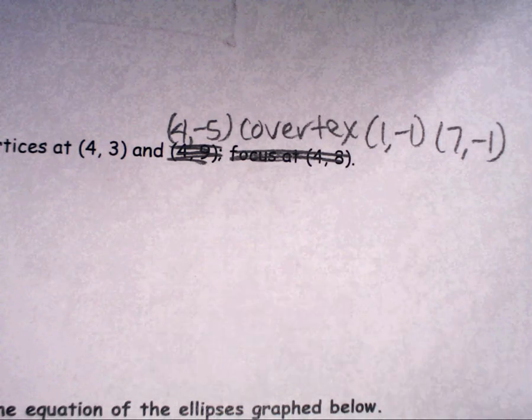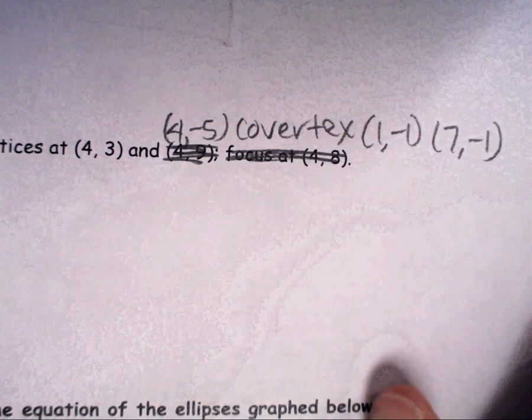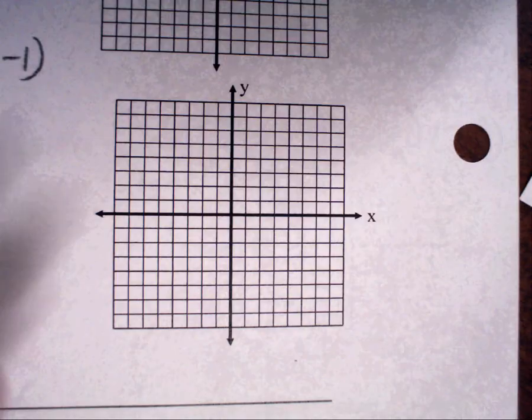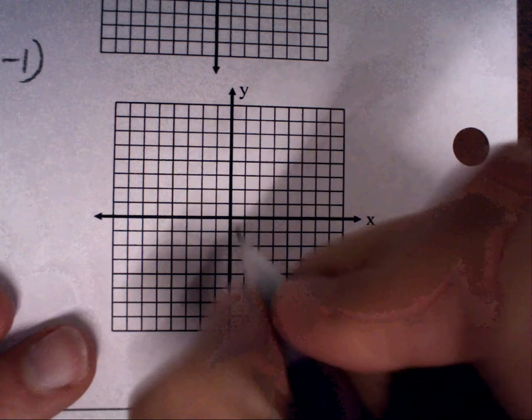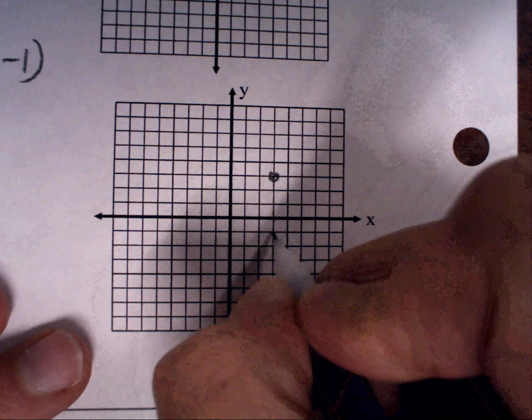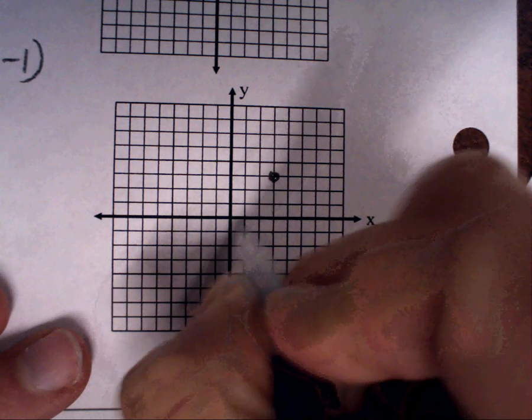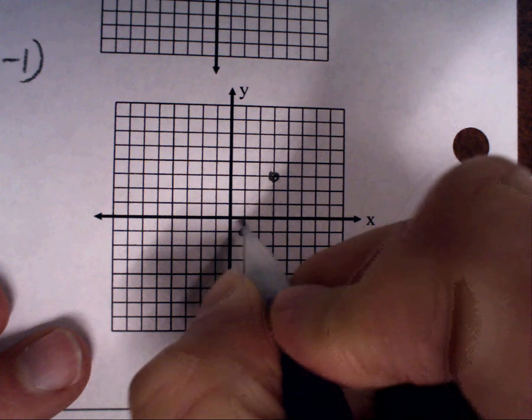So what I'm going to do, I'm going to take this information and graph it all on my graph over here on the side. So I'm going to graph all these 4 points. Whether you know it's a vertex or not doesn't matter. So (4, 3) is here. (4, -5), 1, 2, 3, 4, 5 is here. (1, -1), and (7, -1).